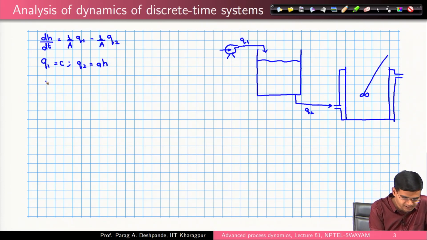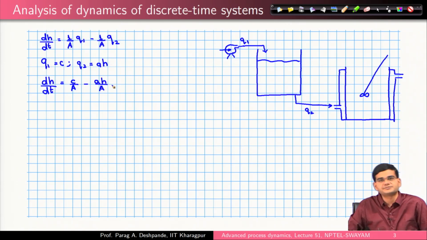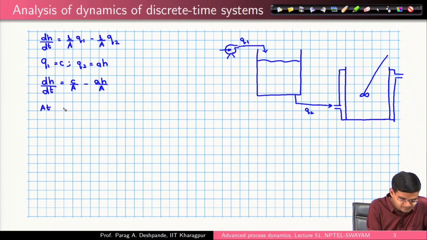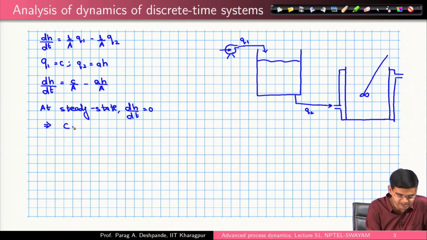So, under this condition my equation will become dH/dt equals C upon A minus A H upon capital A. Now, if your entire system is running at steady state, then I know that the feed rate from the pump should be equal to A H. So, at steady state dH/dt is equal to 0, which means at steady state C, let me write this, C steady state must be equal to A times H.